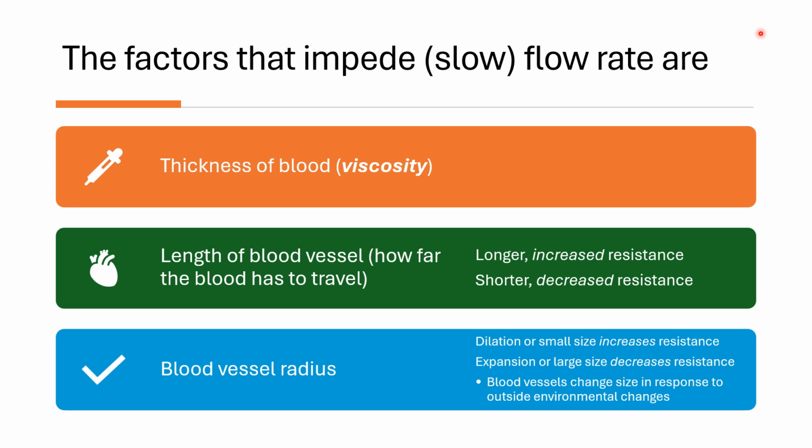Viscosity of blood, the length of the blood vessel, how far the blood has to travel, and the blood vessel radius would all be things that can impede flow rate.